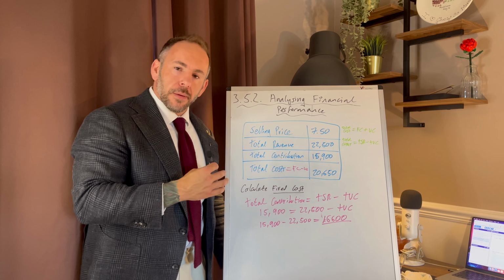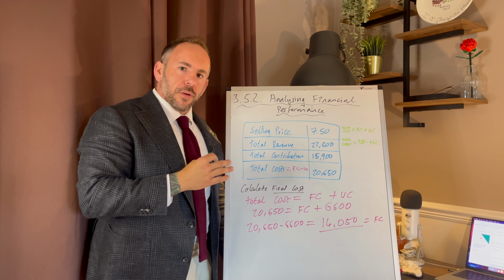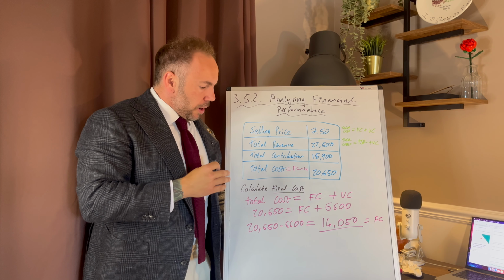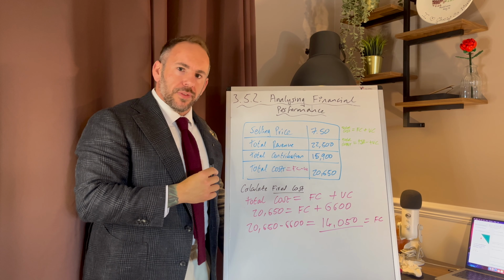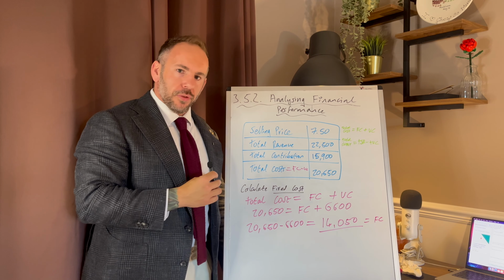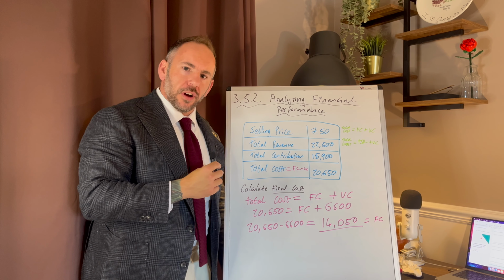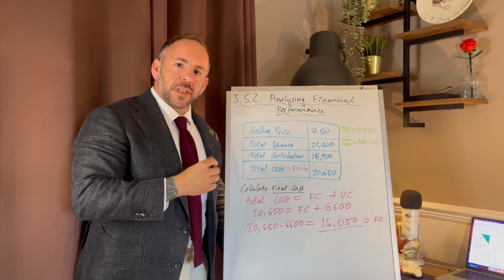Well, what's the total variable cost useful for? Let me show you. So I've got my total variable cost number. Now I'm trying to work out my fixed costs. And I know that fixed costs are in my total cost formula. So I write out my total cost formula. Total cost equals fixed cost plus variable cost. I then fill out the numbers I have.